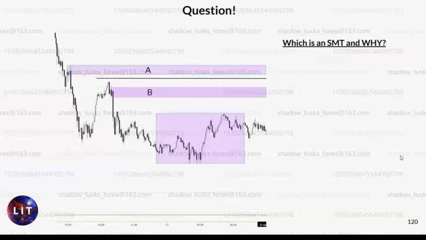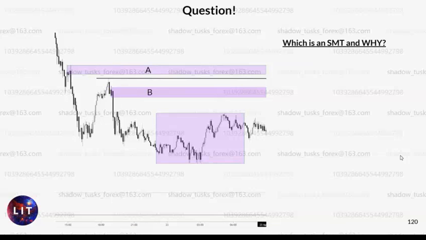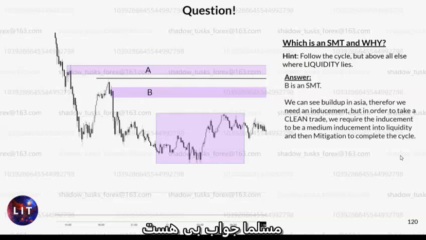Question. Which of those two will be a smart money trap? Is it A or B? Hint: follow the cycle, or above all else, where liquidity lies, right? Of course, the answer is B.